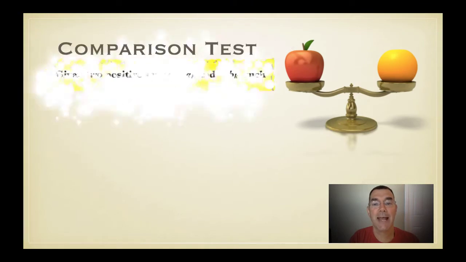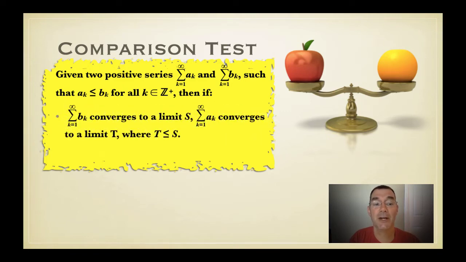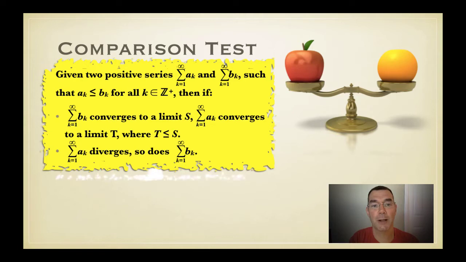All right, now we have the comparison test. If I have two positive series, meaning that every term in the sequence is positive, meaning that every term in the series is positive, and if I know that every term a_k is less than or equal to b_k, then if the bigger series converges, then obviously the smaller one converges as well, and it converges to a smaller or equal number. Okay, but if the smaller one diverges, then the larger one must diverge as well.